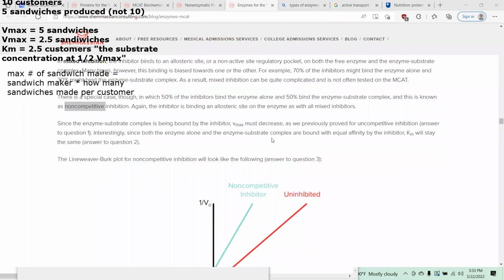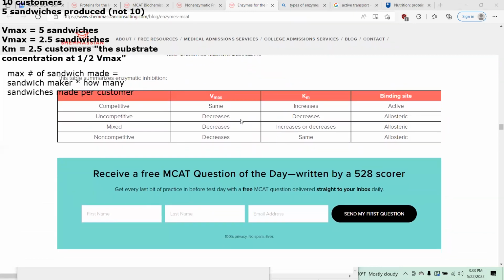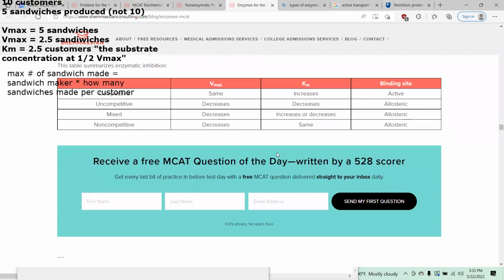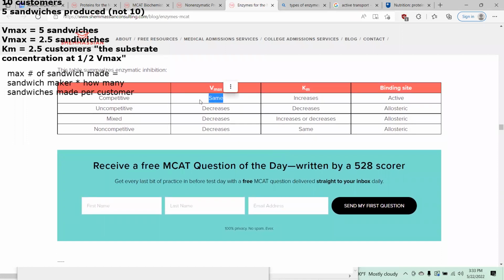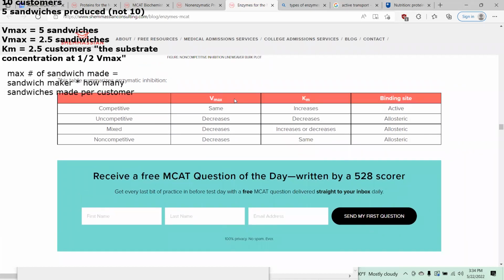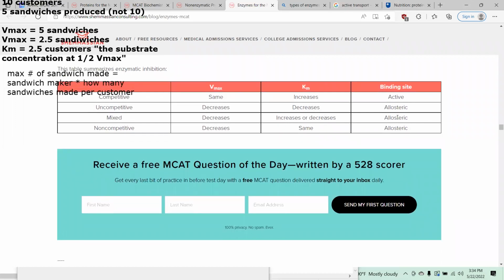Okay, and then this is a nice little table summarizing everything. As we said, competitive is the only one where Vmax is unchanged because the substrate can just outcompete the inhibitor. In the other ones, the substrate cannot outcompete the inhibitor, so the Vmax will decrease. Competitive is also the only one where the Km increases. This works well with the combat mnemonic: if it's competitive, the Km is increasing; if it's uncompetitive, the Km is decreasing; if it's non-competitive, the Km is about the same. And then the active site is for competitive, and the others are all binding to the allosteric site.